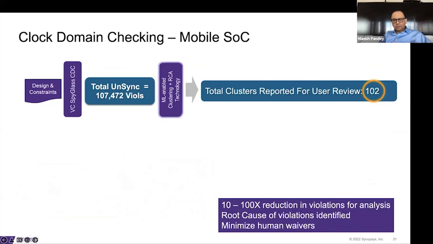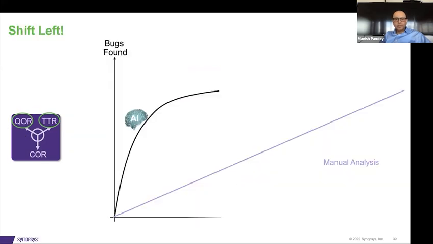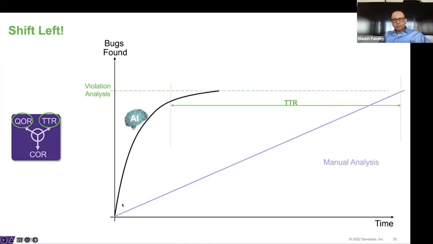This is about a 10 to 100x reduction in violations for analysis, and you get the root cause. An important thing is that you minimize the number of human waivers. Typically, every time you have a violation, users step in and write waivers to waive that check. Many times these waivers in fact waive out legitimate violations, and that causes failures in verification. So this is a huge time reduction, but also, by eliminating waivers, it improves the quality of results. Okay, so this is the case where, compared with manual analysis, you get a substantial reduction in time to result using AI-based analysis for static verification.